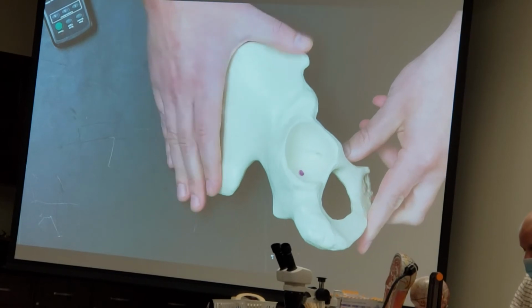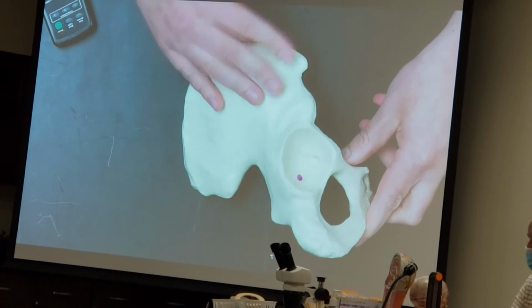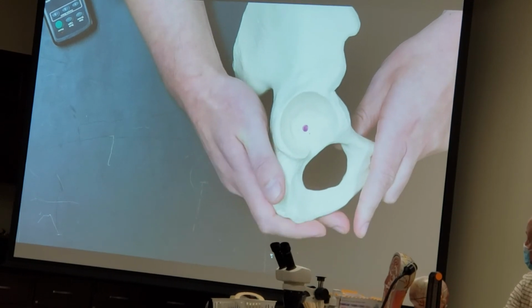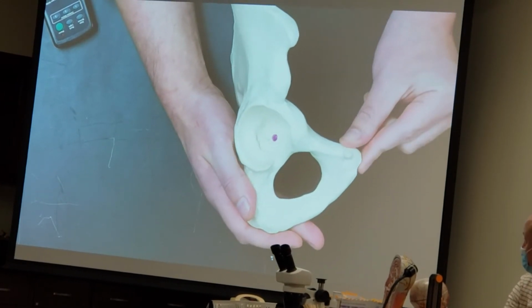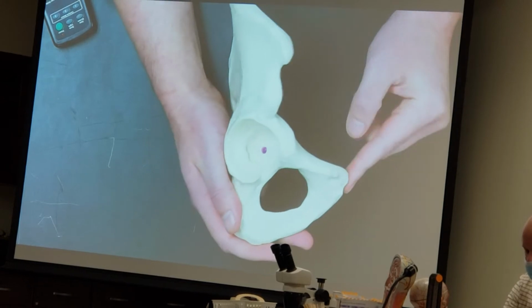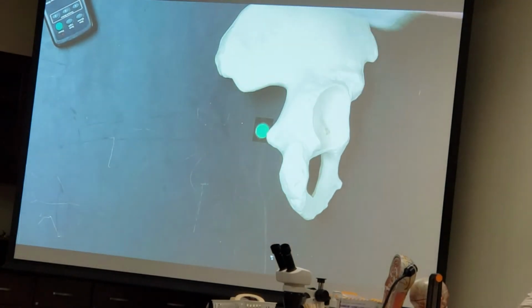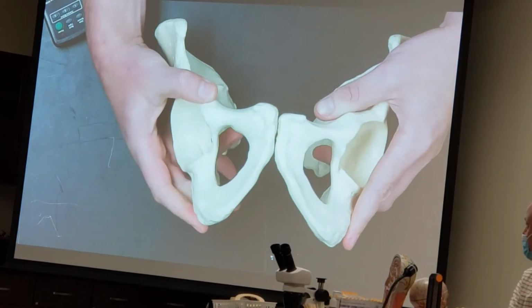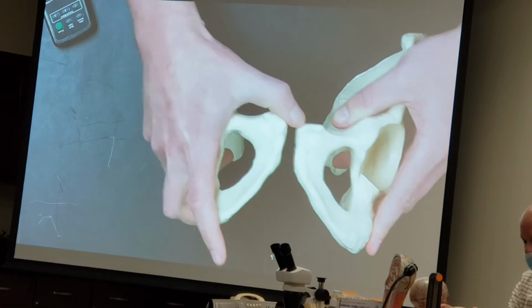So this is the ischium. This is the ischium, and this is the pelvis. Where these two come together is the pubic symphysis, right here. There'll be a disc of fibrocartilage in between it.